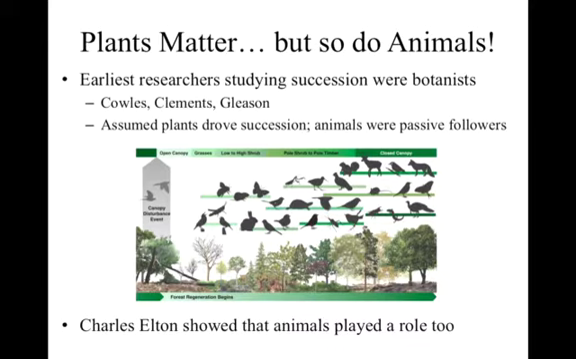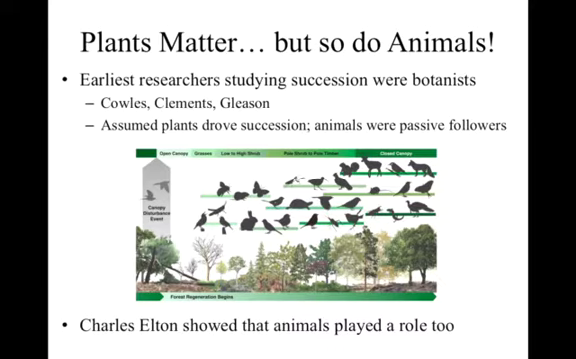All right. A lot of the early work on succession was done on plants. And that's largely because succession was studied by botanists, people like Cowles, Clements, and Gleason. And so the opinion was that succession was driven by the plants. The land was completely wiped out, bare rock was exposed, and it was the plants that came in and set up the habitat, and what happened to the plants determined what would happen to the animals.